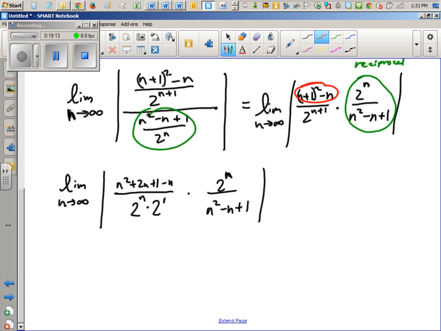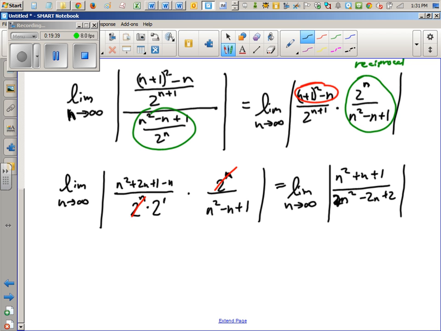So what happens here is the 2 to the n cancels out. That's nice. Which means we've got this thing down to a polynomial over a polynomial, right? So this is actually going to be really easy now to finish. We have n squared plus n plus 1 over, careful, we've got to distribute it too, 2n squared minus 2n plus 2. This is easy. It's just a half. And we have a full conclusion. We're done. It's convergent.